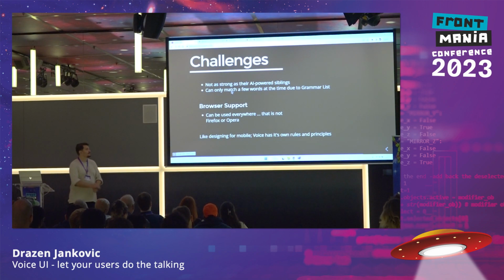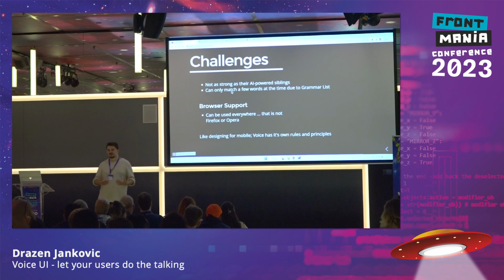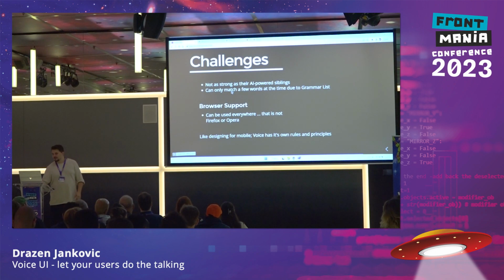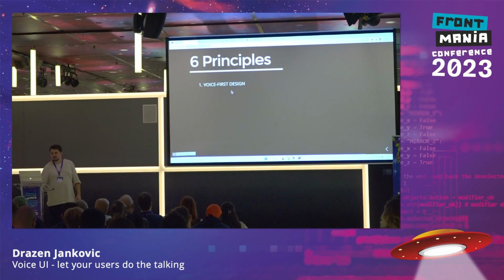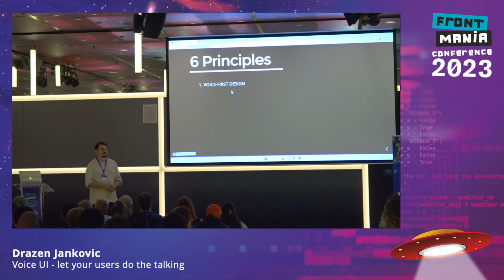Like designing for mobile, voice has its own rules and principles, because if you just make an interface and you start talking as normal, you won't get the same feeling, same results, same things as when you're making a website. So the 6 principles, mobile first, so voice first. Do your input fields have correct names that are easy to access? Do your colors have correct names? Are you using the same naming for colors, for instance, as other countries are doing, as other people are saying?